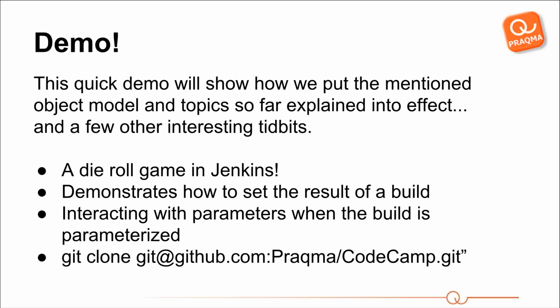My demo today is going to be a little unorthodox. I created a game where the user inputs a number between 1 and 6 as a parameter. The plugin will then generate a random number, and if I guess correctly and the number is equal to the randomly generated number by Jenkins, I will not fail the build. It will demonstrate how to set the status of a build in Jenkins, and how to interact with parameterized builds.